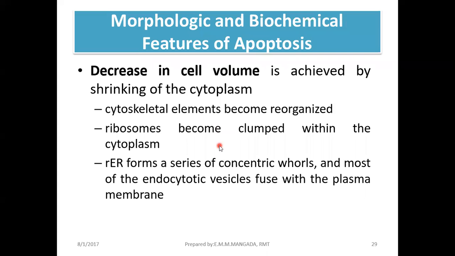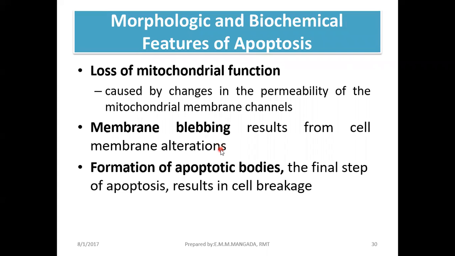The cell cytoplasm. And then after that, we have loss of mitochondrial function. Bakit? Nagkaroon tayo din ng changes dun sa mitochondrial membrane channels natin. And then finally, there's membrane blebbing. Magkakaroon ng alteration dun sa ating plasma membrane and eventually will lead to the formation of apoptotic bodies. That results in cell breakage.